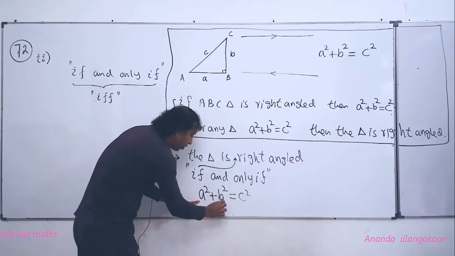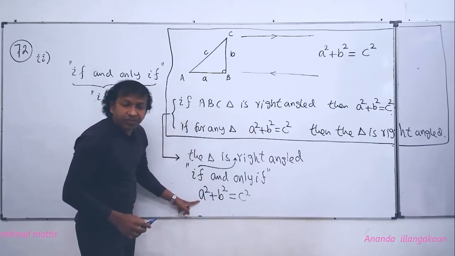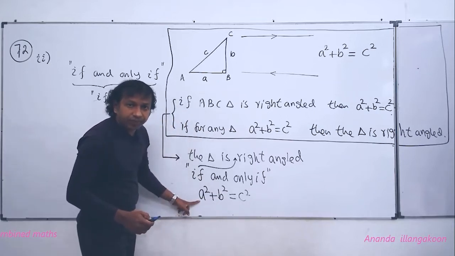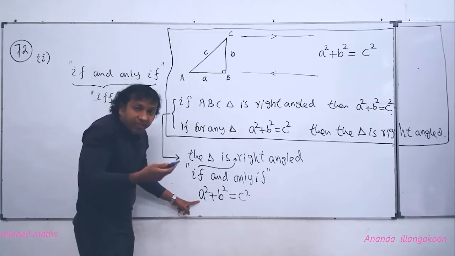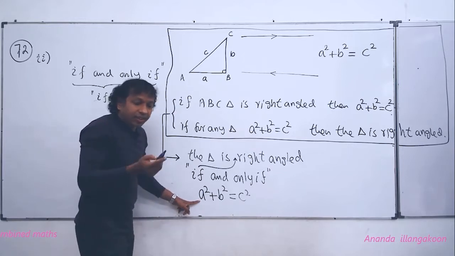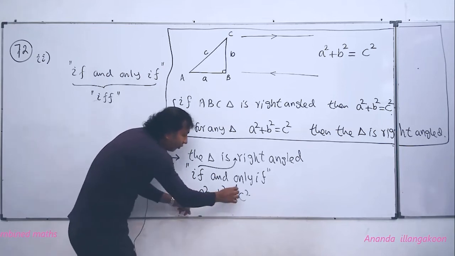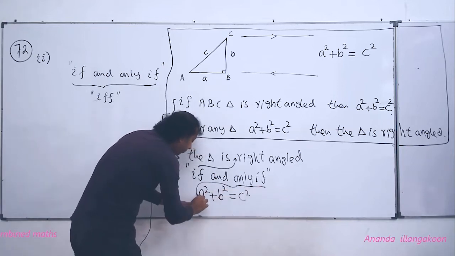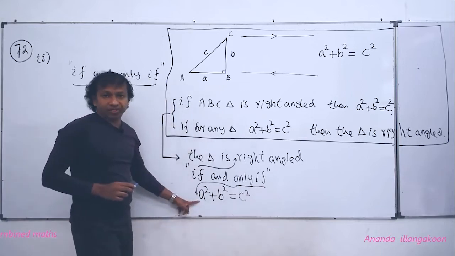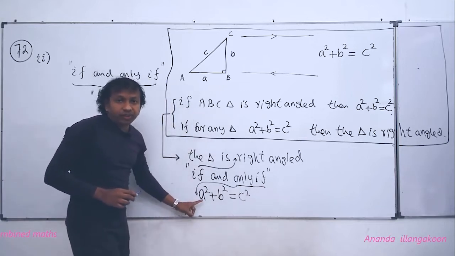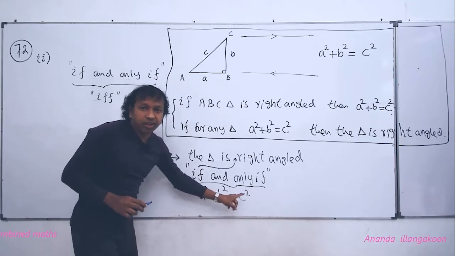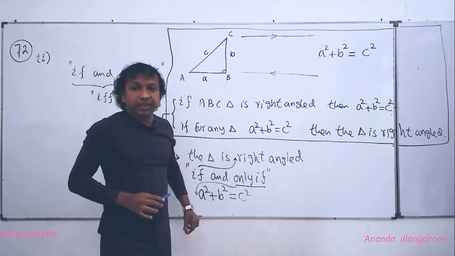A squared plus B squared equals C squared. From there we have the result. The backward result we write: the triangle is right angled only if A squared plus B squared equals C squared. That is the backward result.